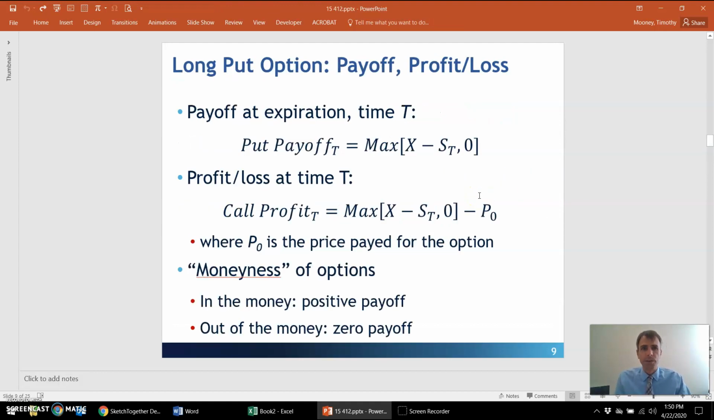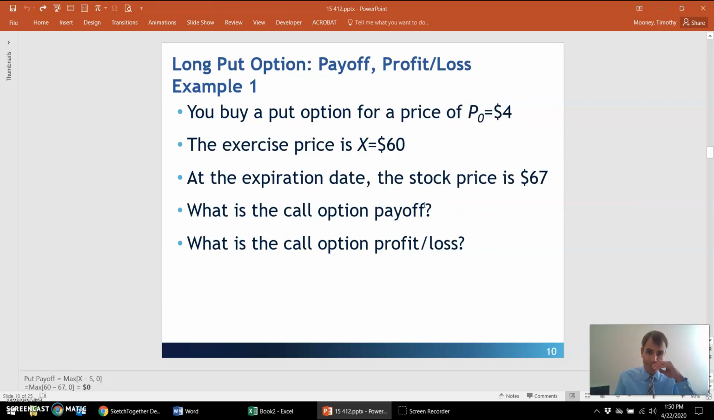So we shouldn't. The max of the strike price minus the stock price and 0 is 0. We wouldn't exercise an option like this. 60 minus 67 is -7. It's better to just let the option expire worthless, so the payoff is 0 in this first example. And then the profit and loss, if you pay $4 for the option to sell the share of stock, is -4. We lost $4 on this option investment.